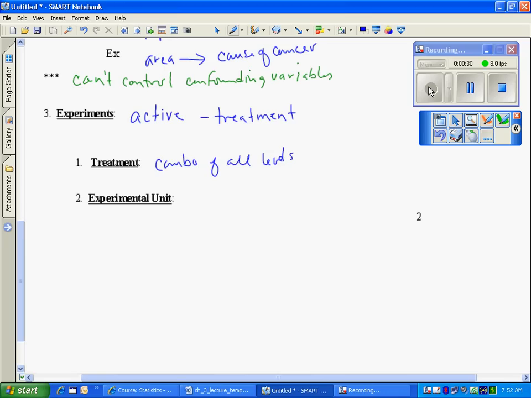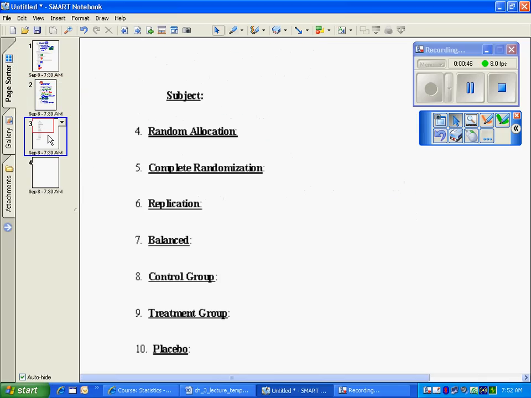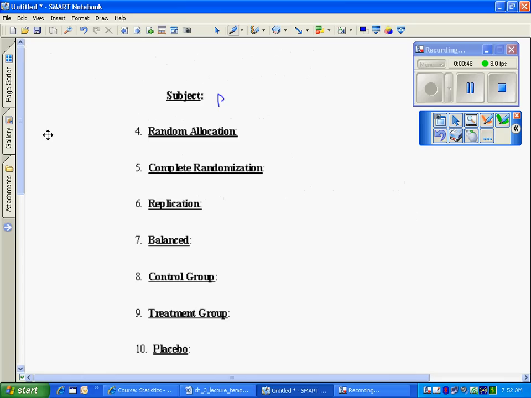And what is a unit? A unit is the object on which the treatment is given. And we have a certain name for experimental units when they are people, and they are called subjects. So a couple other terminologies that you need to know.